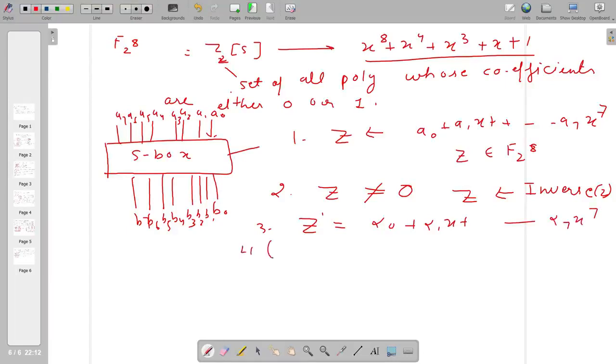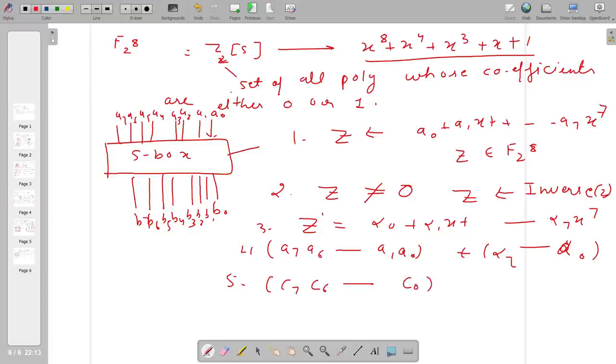Next we calculate a7, a6, a1, a0, for all these alpha 0 to alpha 7. Now there are some constants given by design, which are C7, C6, C0, C1, C2, C3. The constants are 1, 1, 0, 0, 0, 1, 1, 0. So these are the constants given by design.